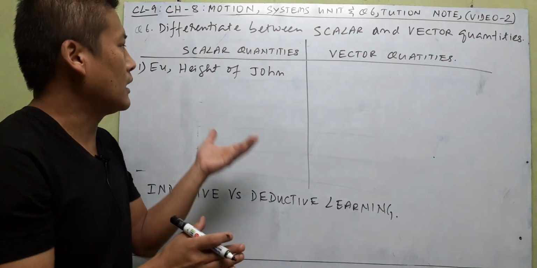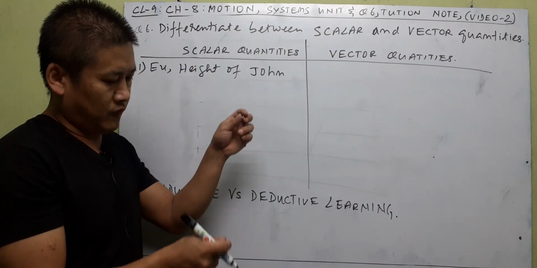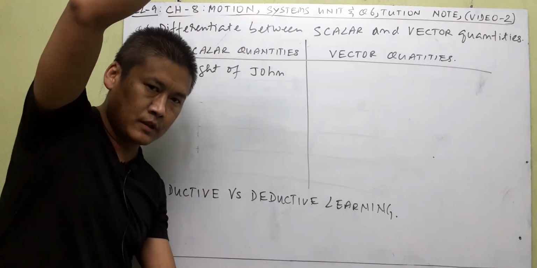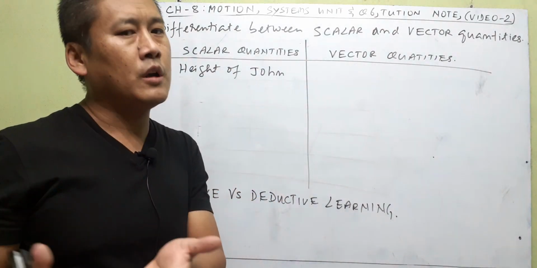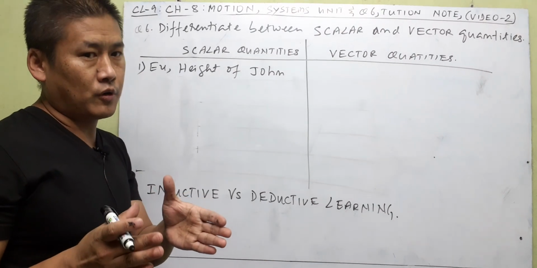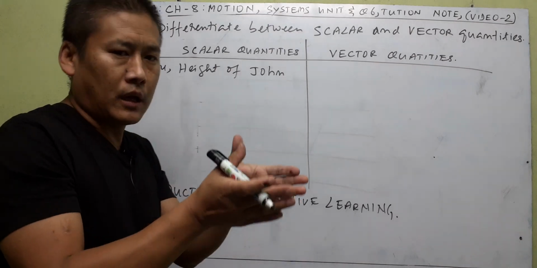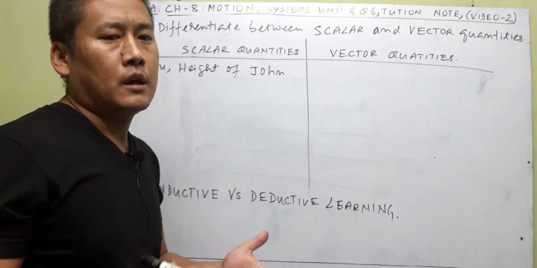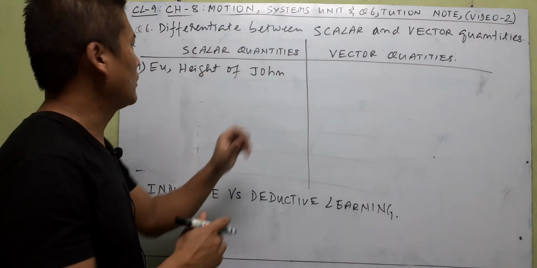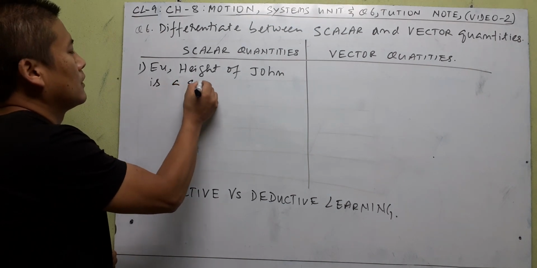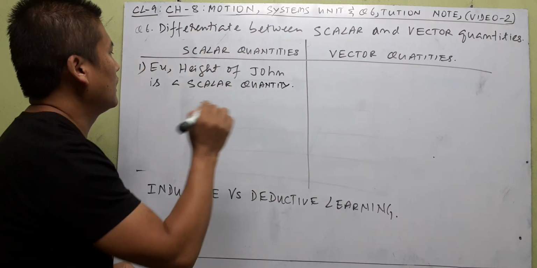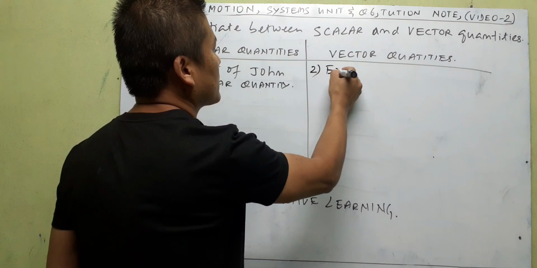What I'm trying to tell you here is that whether you measure the height of John from the bottom to the top direction or from his head top to the bottom, it doesn't matter. It's going to come out 6 feet only. So those type of quantities in which only the magnitude is important, those which are defined by magnitude alone and the direction does not determine the quantity, are called scalar quantities. Therefore, the height of John, you can write down, is a scalar quantity.